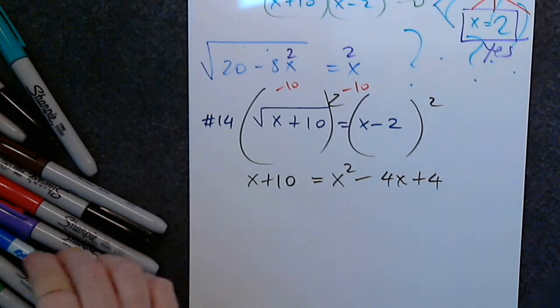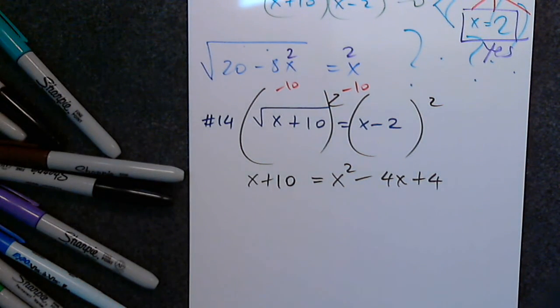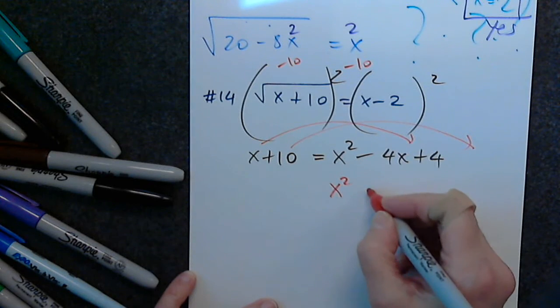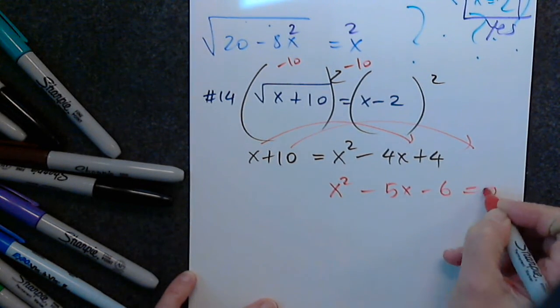Good. So we started with a radical. It collapsed into a quadratic. Obviously, what do I do next? Yes, I have to move x and I have to move 10. So this is x squared minus 5x minus 6 equals 0.